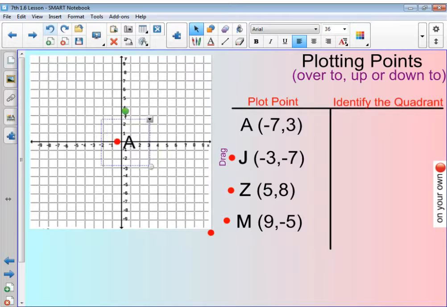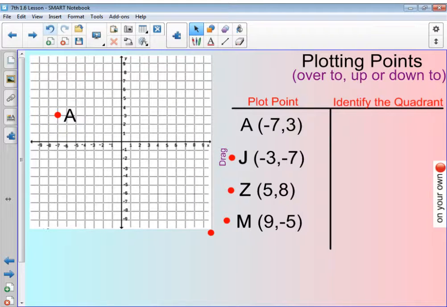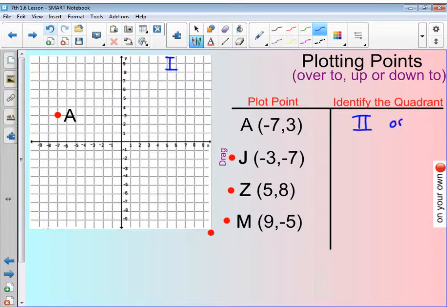So -7's over here. And then +3. So there's my -7. +3 is going to be right up here. Okay, so there's where A would fall. And that would be what quadrant? Remember, we're going to start with 1 here and then work counterclockwise. So if that's quadrant 1, A would be in quadrant 2. So you can either write it as Roman numerals or you could say 2.